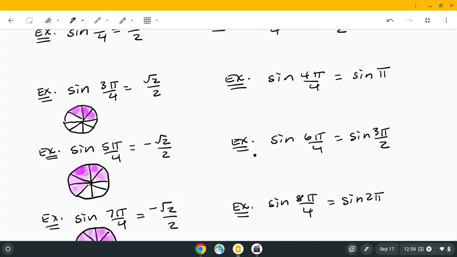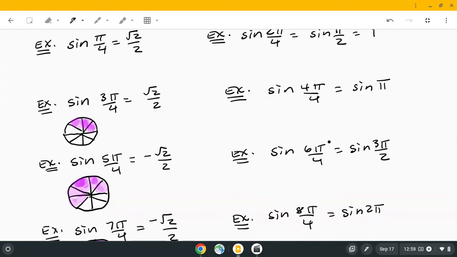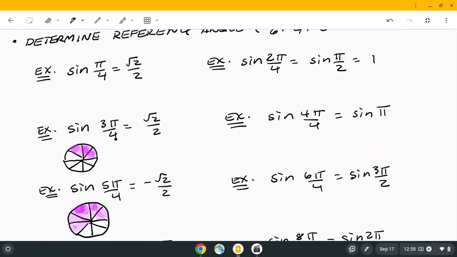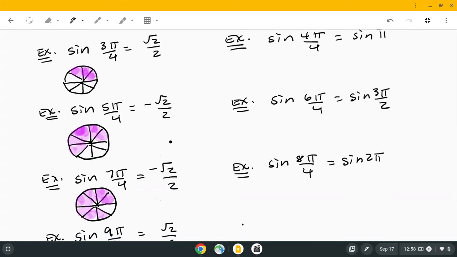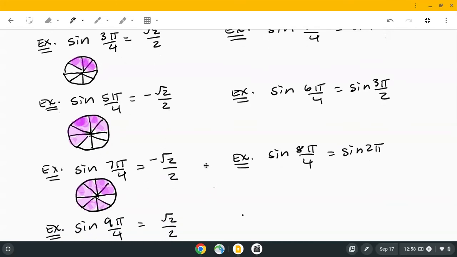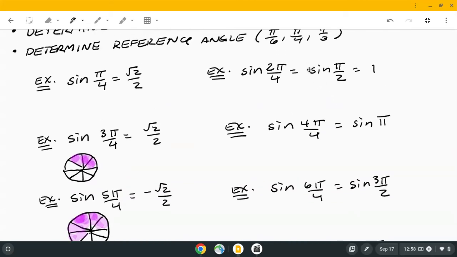All right. So all of these here that don't reduce to some other fraction will have pi over 4 as the reference angle. So they're all going to be square root 2 over 2, either positive or negative, depending on the quadrant that they land in. Okay, so let's take a look at the ones that did reduce to something else. What did they reduce to?